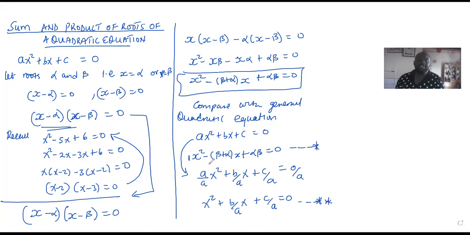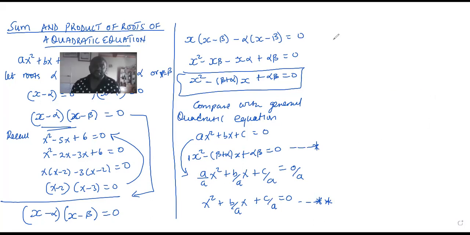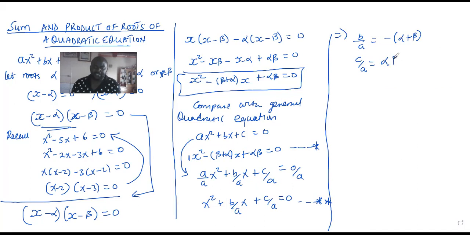then you will see that the middle terms, b over a, is actually equal to a negative of alpha plus beta. Then c over a is equal to the product of alpha and beta. But remember, these are roots. So this is the product of the roots. This is the sum of the roots.